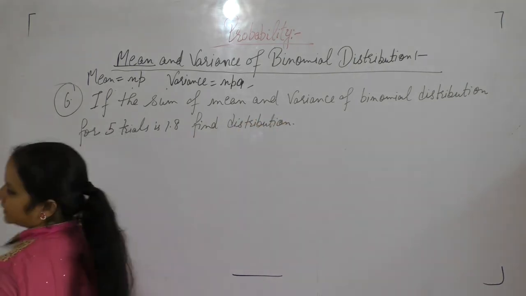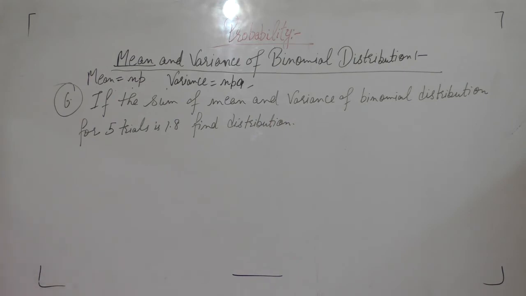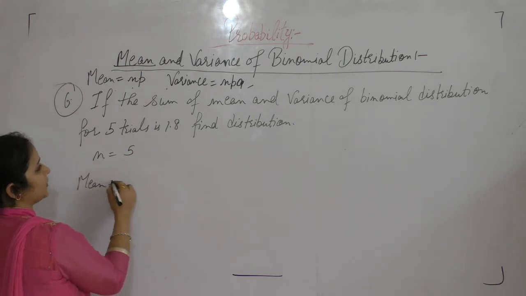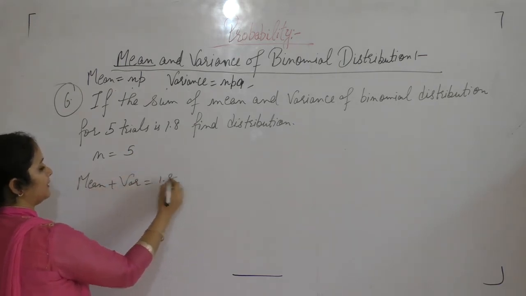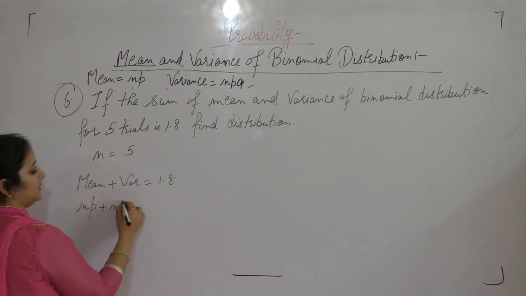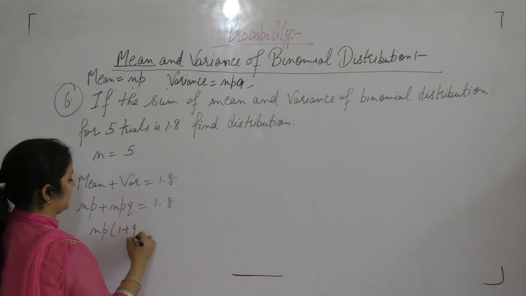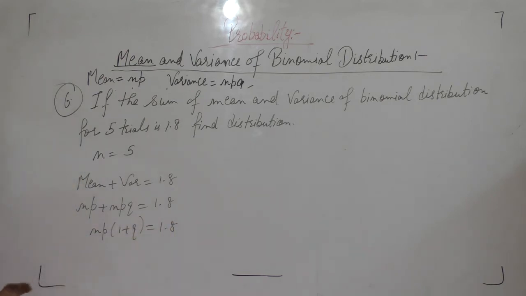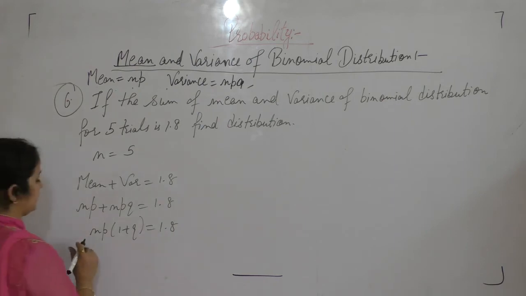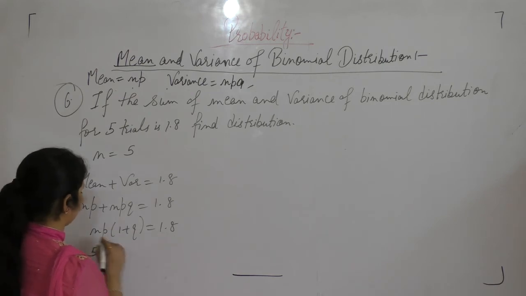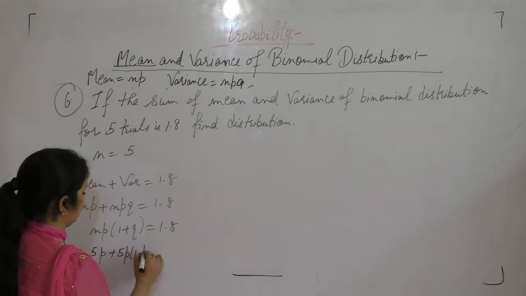Sum of mean and variance is given for the 5 trials. So N is 5. Mean plus variance has value 1.8. Formula for mean and variance: NP plus NPQ is 1.8. N has value 5, so 5P plus 5PQ. We can write the value of Q as 1 minus P.